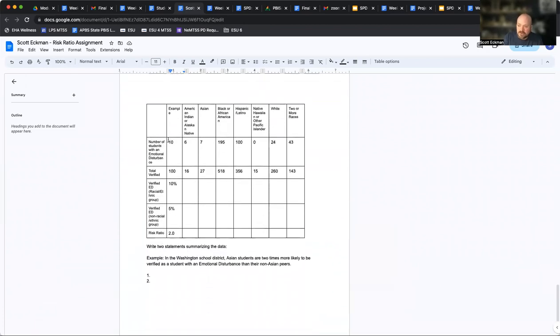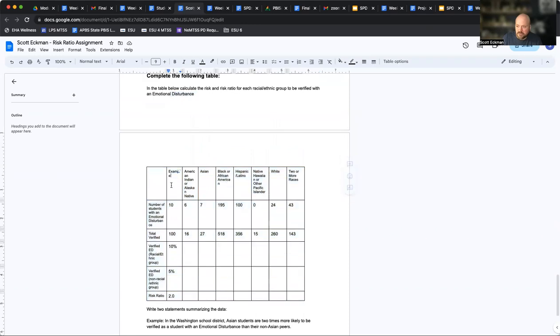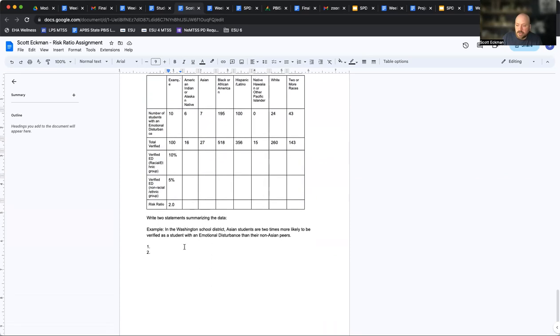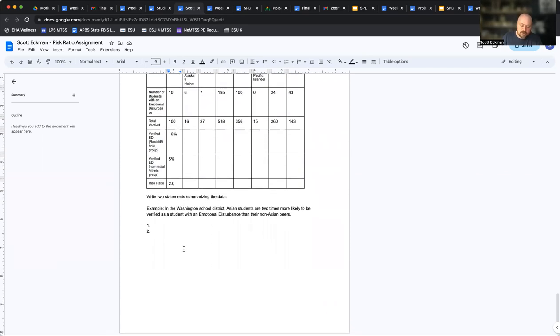So really, again, you think about it, for our American Indian, Alaskan Native, we have 6 students with emotional disturbance over 16. That gives you this percentage. Then you would add up the rest of these over the rest of them verified. That gives you this percentage. Don't include the example number, but the rest of them over the rest of them, and then that gives you this percentage, and then you divide the two. And you get a risk ratio, and you write summarizing statements for that as well.